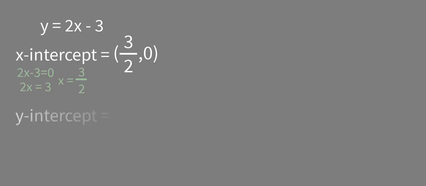The y-intercept is when x equals 0. So y equals 2 times 0 minus 3, which equals 0 minus 3, which equals negative 3. So the y-intercept is (0, -3).